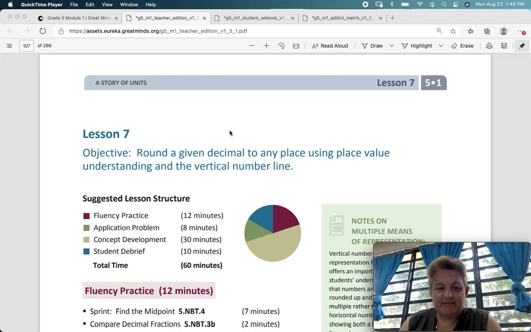Welcome to Eureka Math. This is Module 1, Lesson 7, and we're moving into rounding now. This is a new standard, NBT.4, which is rounding of decimals. And I just want to do a little review of rounding with you first, okay?